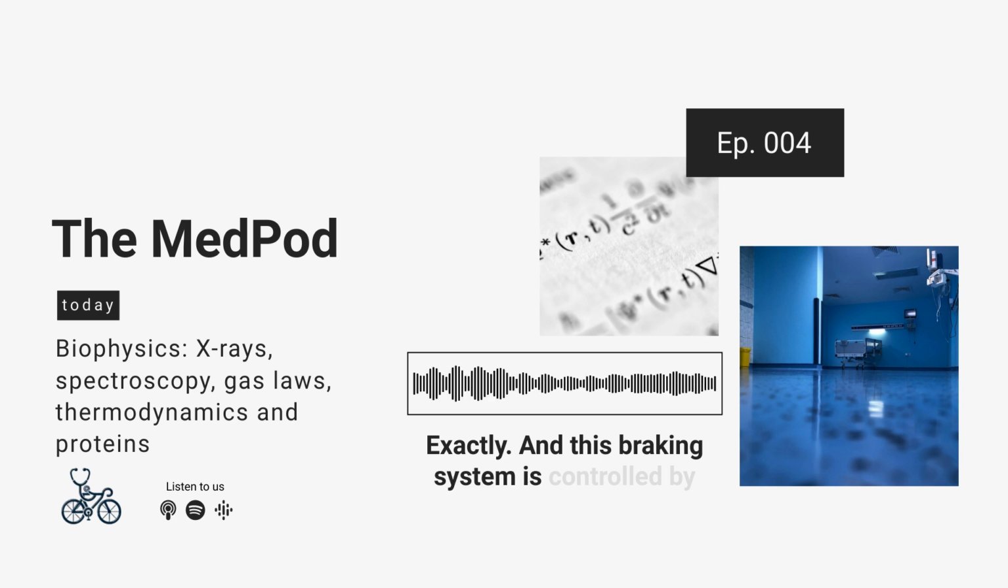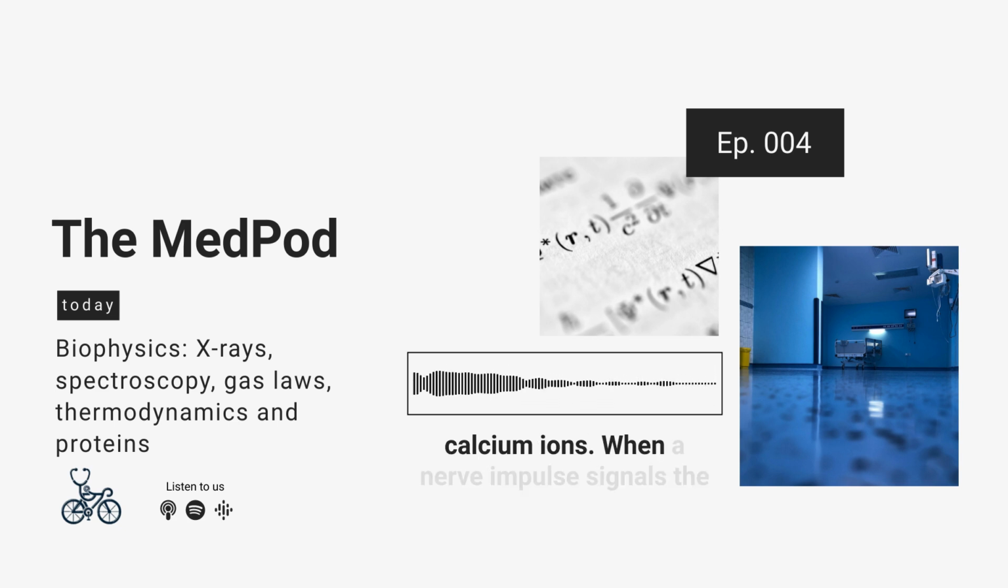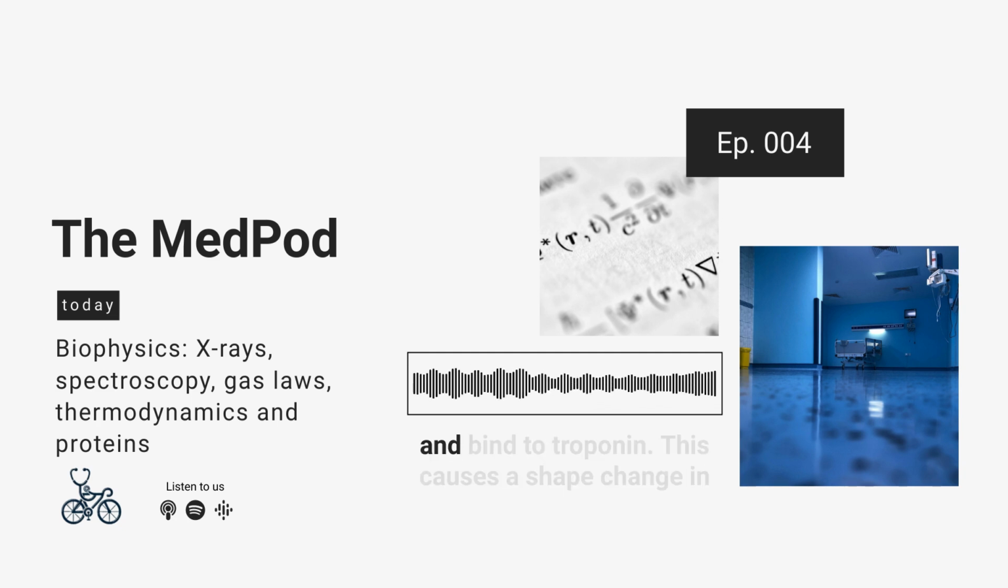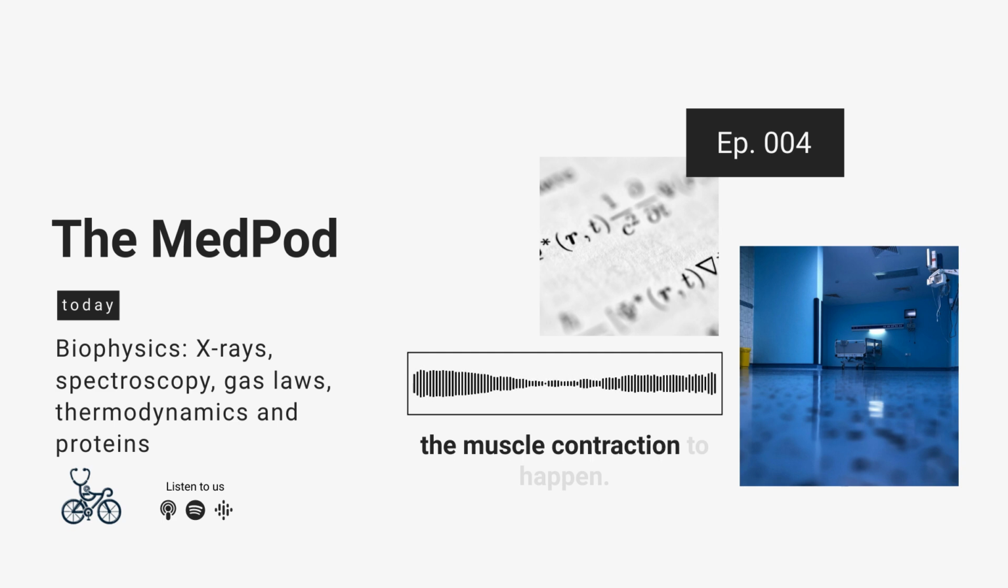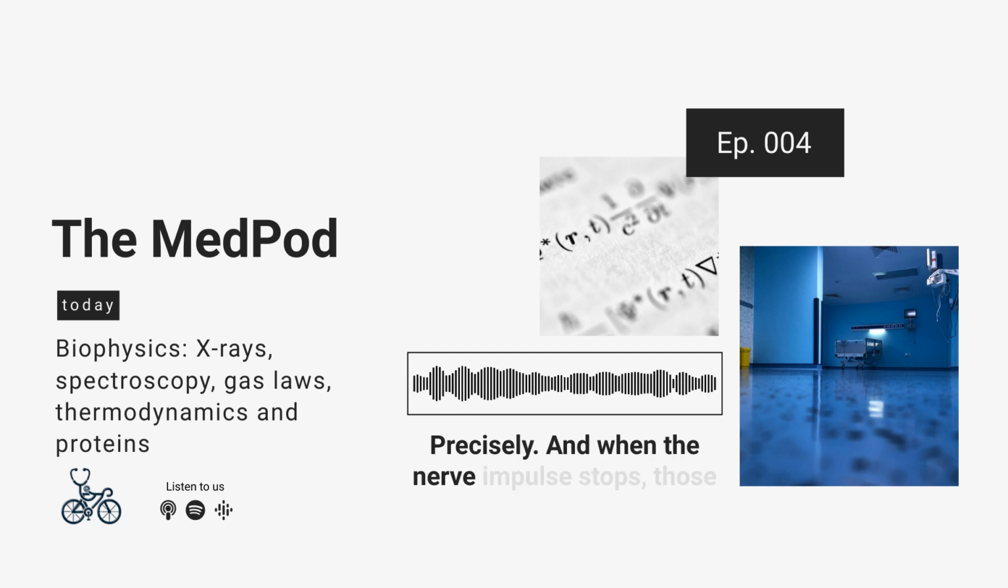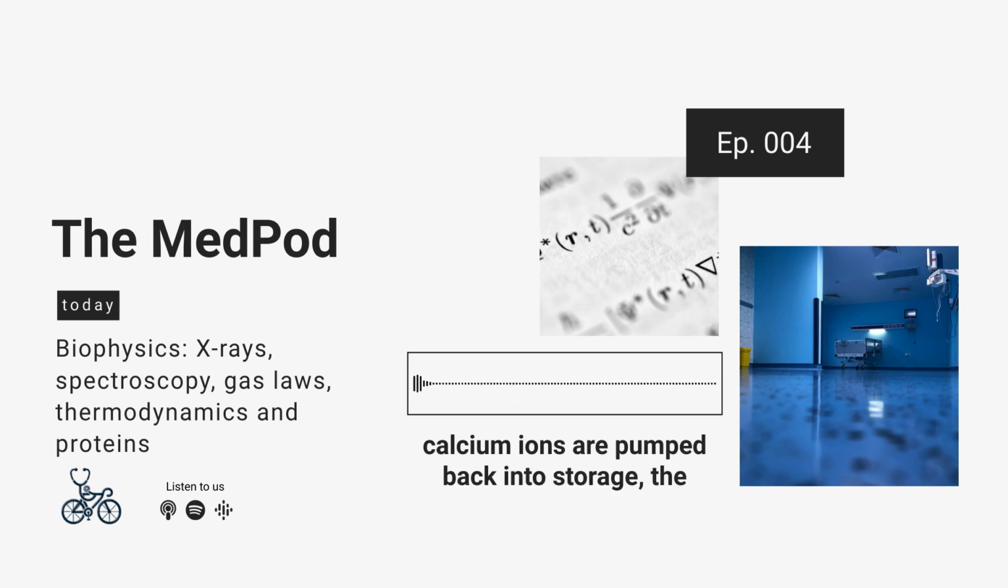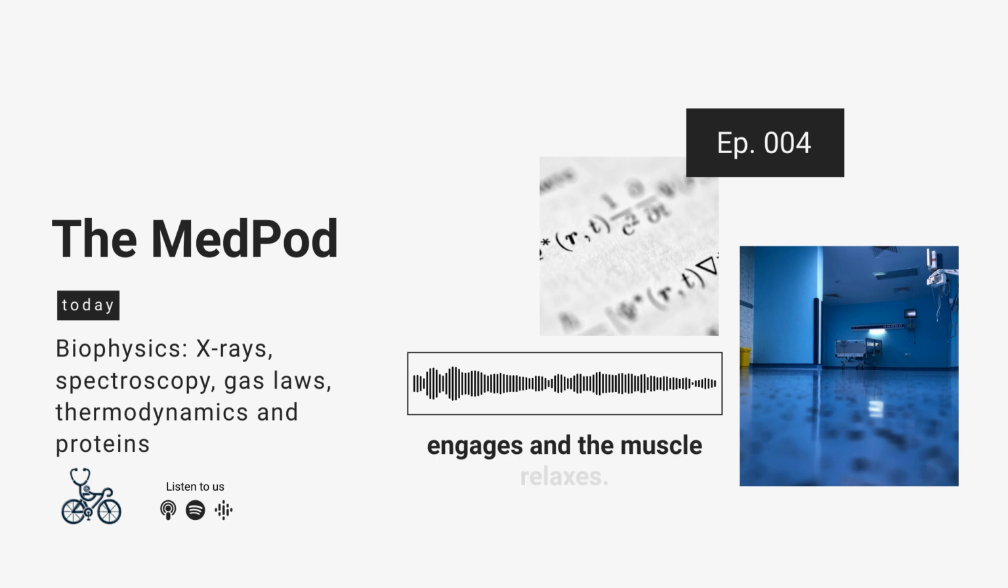And this braking system is controlled by calcium ions. When a nerve impulse signals the muscle to contract, calcium ions are released and bind to troponin. This causes a shape change in tropomyosin, moving it out of the way and exposing the binding sites on actin for myosin to attach. So calcium ions are like the key that unlocks the braking system, allowing the muscle contraction to happen. Precisely. And when the nerve impulse stops, those calcium ions are pumped back into storage, the braking system re-engages, and the muscle relaxes. This is all so incredibly coordinated.